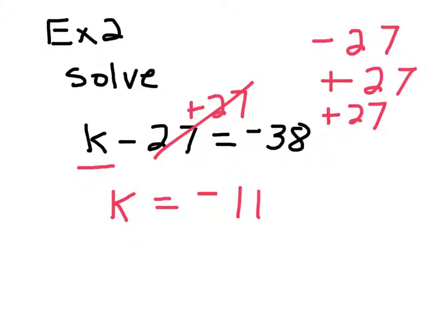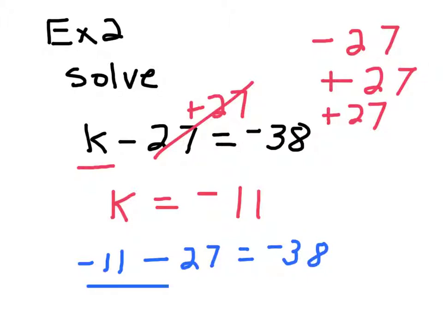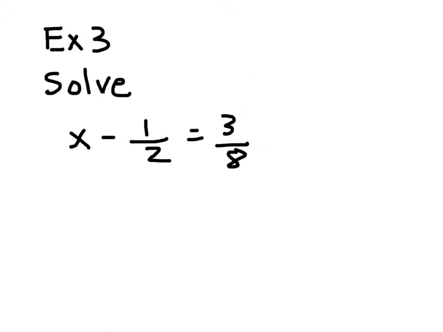Now let's check it. Let's see if this makes sense. So supposedly k is a negative 11. So supposedly a negative 11 minus 27 is going to give me a negative 38. And let's see if that makes sense. If the temperature drops 11, then drops 27 more, then yeah, it's a negative 38. All right, example 3, subtraction, but a little bit more difficult because of the fractions.